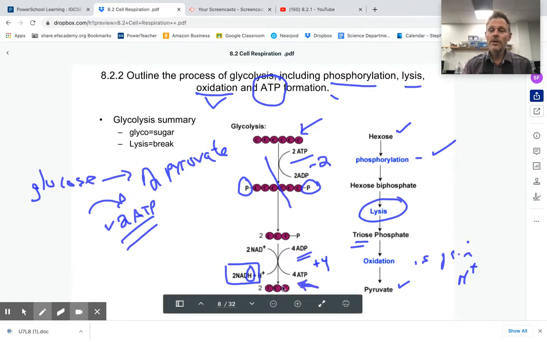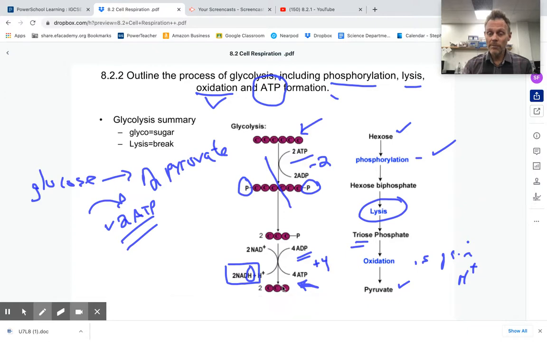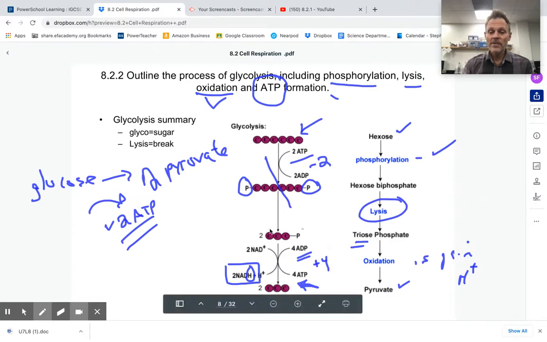A 3-carbon molecule. The phosphates are taken off. We've got 2 of them, and this will eventually, if it's aerobic, go into the mitochondria for that whole Krebs cycle thing. And if there's not enough oxygen, this pyruvate will be changed to lactate in animals, and if it's a yeast, it will be turned into carbon dioxide and ethanol.